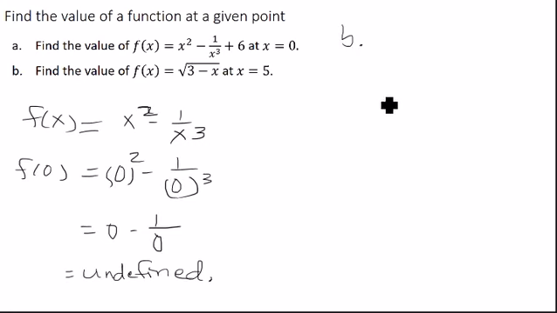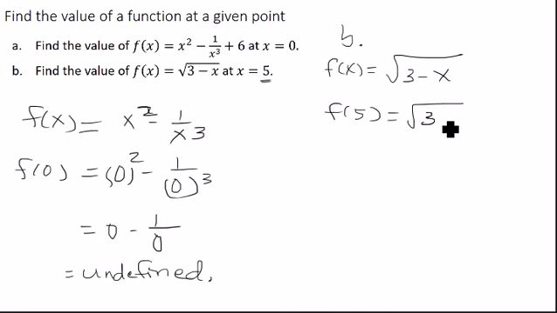Okay, now you pause this video and work on part B if you like. Alright, so back here in part B, we have f of x equals square root of 3 minus x, and we're finding the value of the function at 5. So f of 5 is going to be square root of 3 minus 5, which is the square root of negative 2.